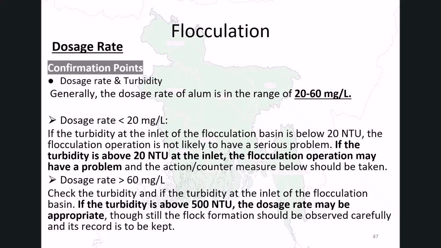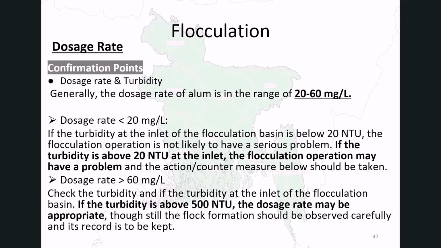When dosage is below 20 mg per liter, check the turbidity at the inlet of the flocculation basin. If the turbidity is below 20 NTU, the flocculation operation is generally not likely to have a serious problem. If the turbidity is above 20 NTU, the flocculation operation may have a problem and the countermeasure below should be taken. It means that the dosage is too small.